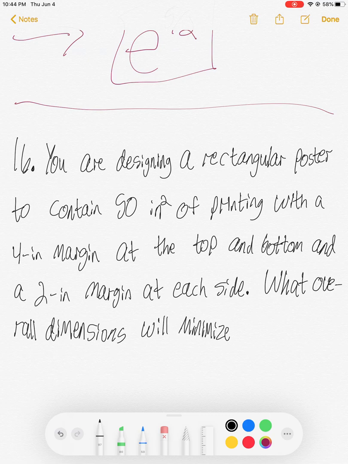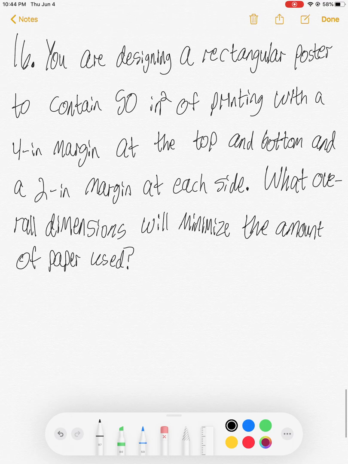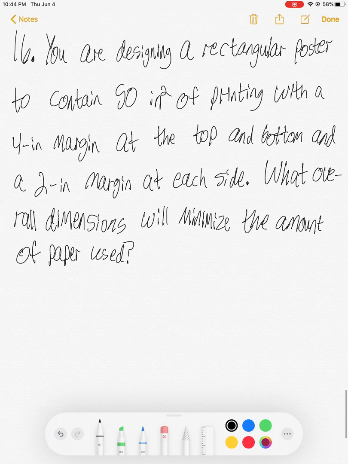And here we go with the question: what overall dimensions will minimize the amount of paper used?